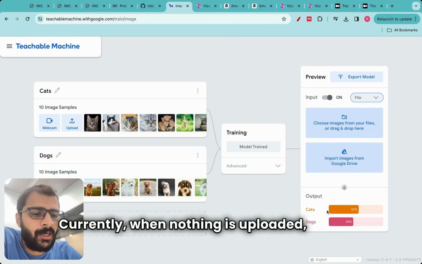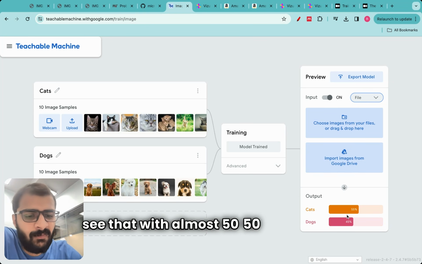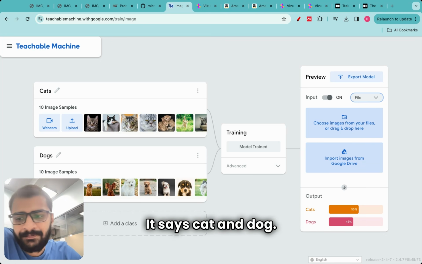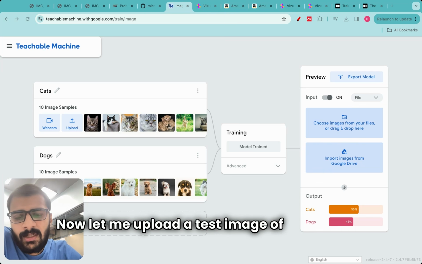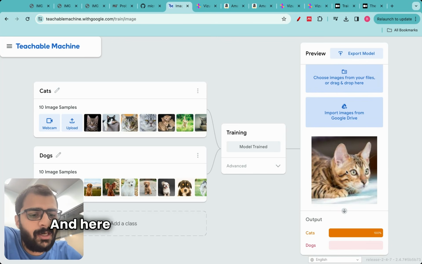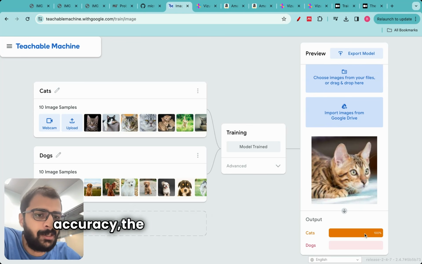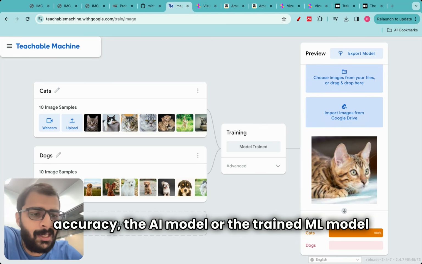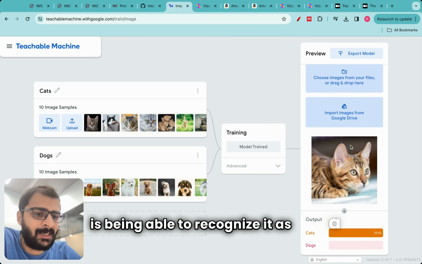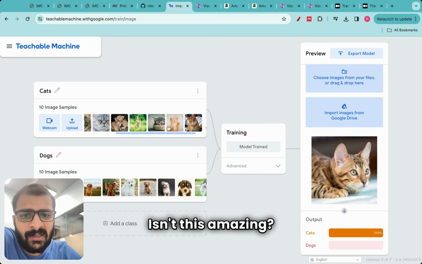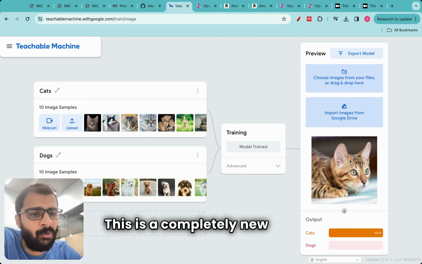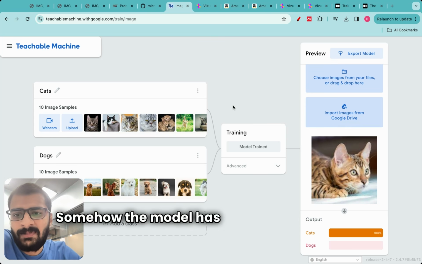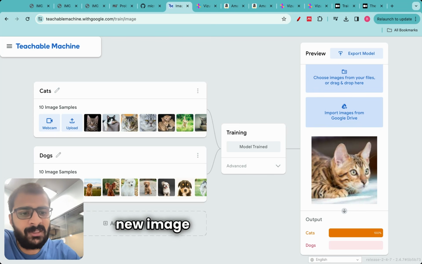Currently, when nothing is uploaded, you can see that with almost 50-50 probability, it says cat and dog. Now let me upload a test image of a cat initially. And here you can see that with 100% accuracy, the trained ML model is able to recognize it as a cat. Isn't this amazing? I did not give this image before in the input data. This is a completely new image. Somehow the model has become intelligent enough to predict any new image as a cat or a dog.